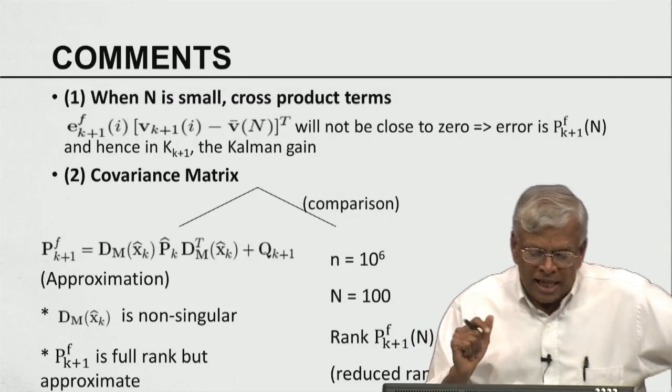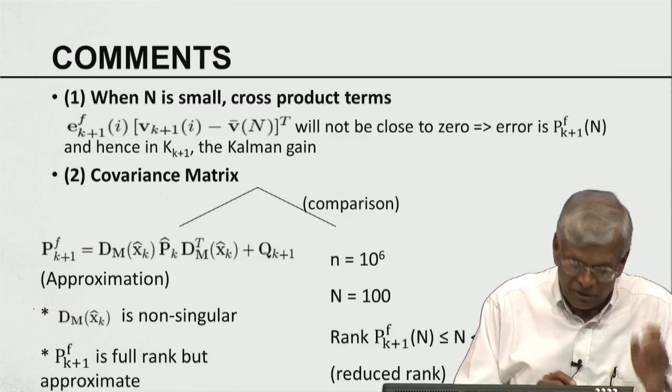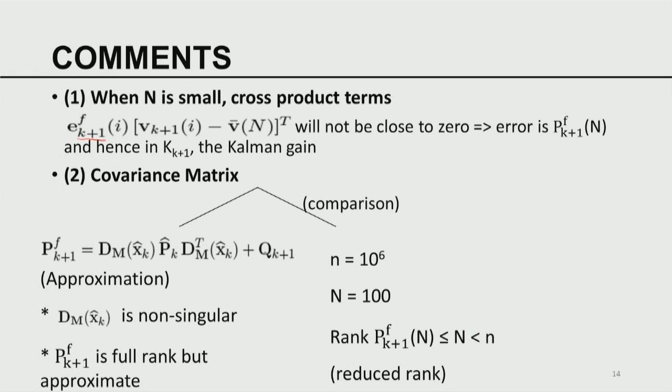So some comments: when n is small, n is always small. The cross product terms, you remember earlier, will not be close to zero. That means there will be a large error in the n sample estimate of the forecast covariance. Forecast covariance error directly reflects into Kalman gain error. So that's something I want you to be cognizant of. That error goes to zero only when the number of samples becomes large.